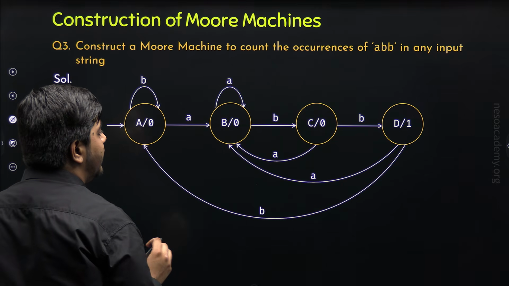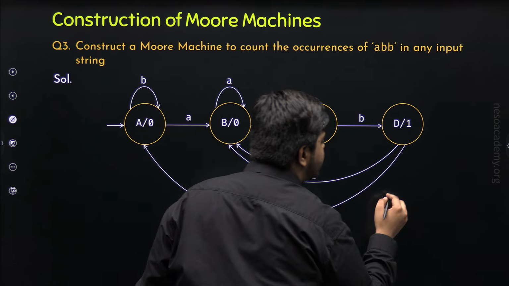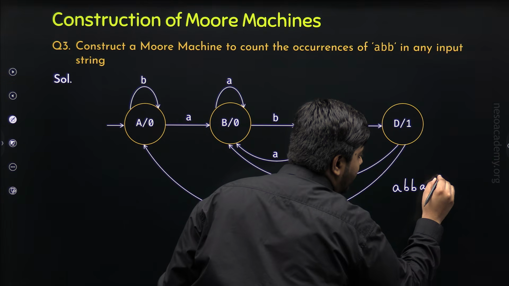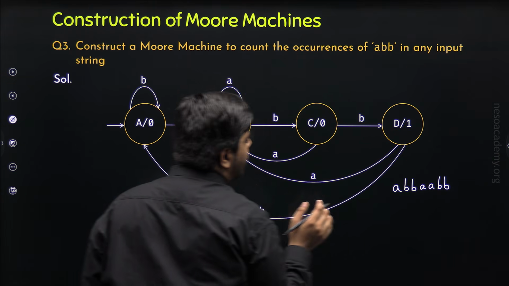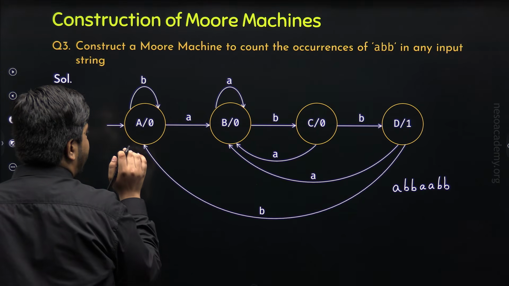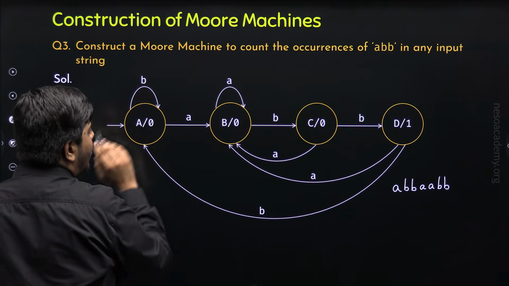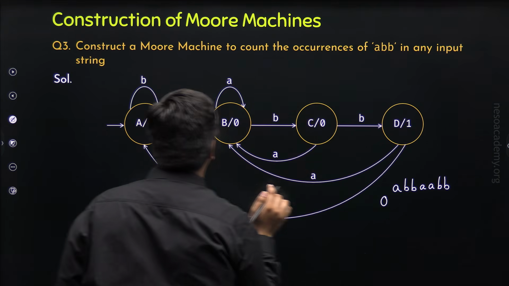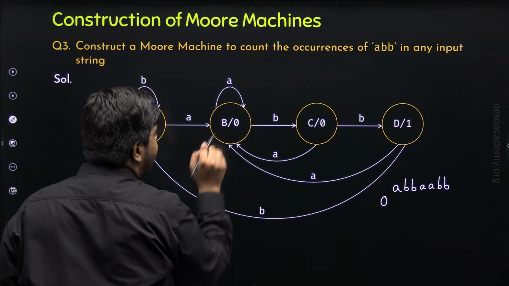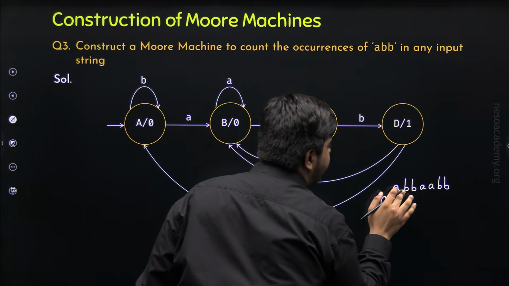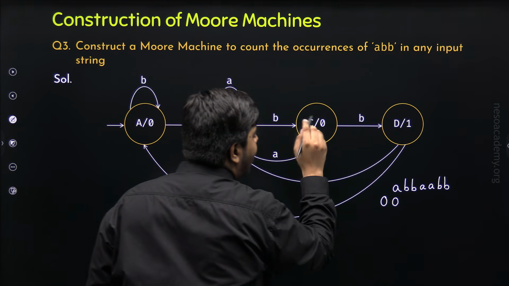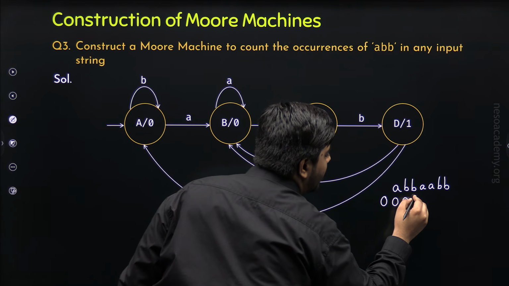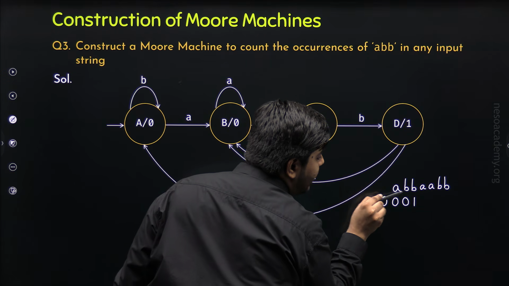And we can verify this machine with an input string. Let's take an input string ABBABB. Now we will start with the initial state, that is A. Without even reading an input symbol, the output is 0. So we will write the output 0. Now the first input symbol is A, and we will get the output 0. Then we have B. For the input symbol B, the output is 0. Again we have the input symbol B. Now we have the output 1, because we have detected the sequence ABB.